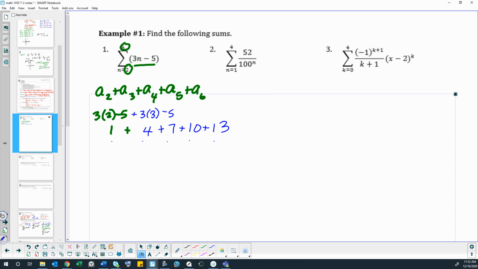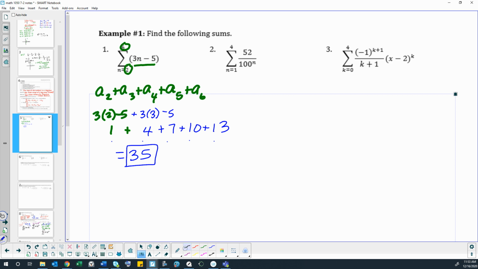We started at 2. Typically we start at 1, but not always. Just pay attention to your indexing values to make sure you're starting where you're supposed to start. Okay, so just add these together. We're going to learn the formula for this later, but for now we're just adding 5 numbers together. So 5 plus 7 is 12, plus 10 is 22, plus 13, 35.